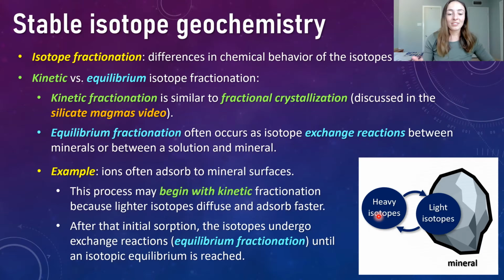And so that's kind of how the exchange reactions work, and that shows how kinetic fractionation could occur, and then equilibrium fractionation could take over and overprint the kinetic fractionation, which often occurs in nature. So these are just examples to show you how these fractionation processes work.